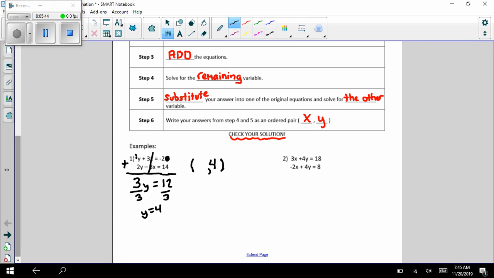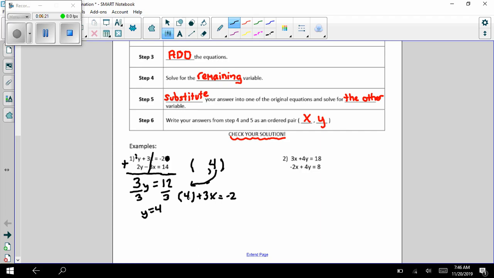Well, I like to do what's easier or easiest. So it looks to me that the y is all by itself in number 1. So I'm just going to go ahead and plug the 4 in for y there. So I'm just going to show you how I leave myself a space. I'm going to rewrite the first equation, but I'm leaving a space for that y. So it's blank plus 3x equals -2. Notice, it's exactly the first equation. I just left a space for the y because I'm going to plug my answer in right there.